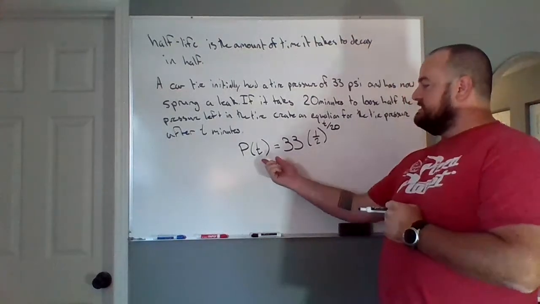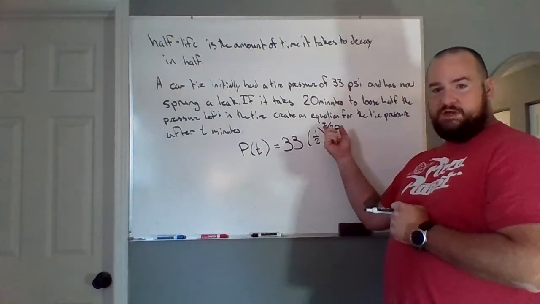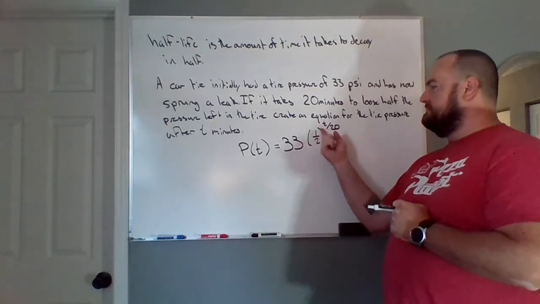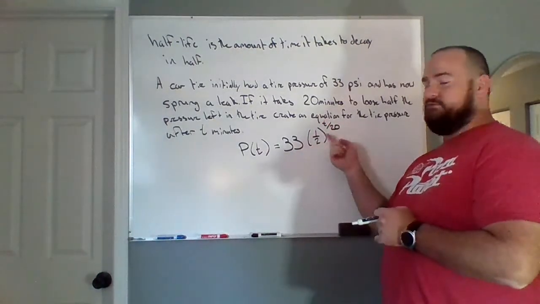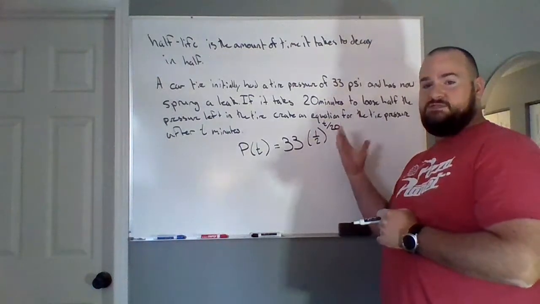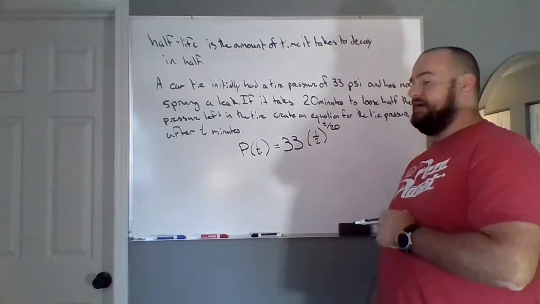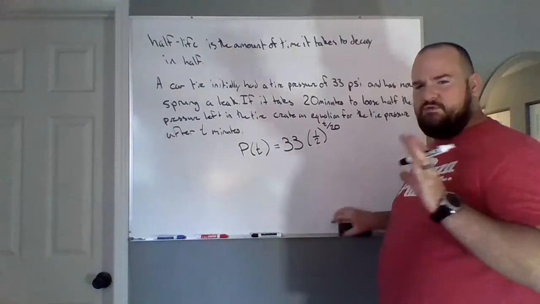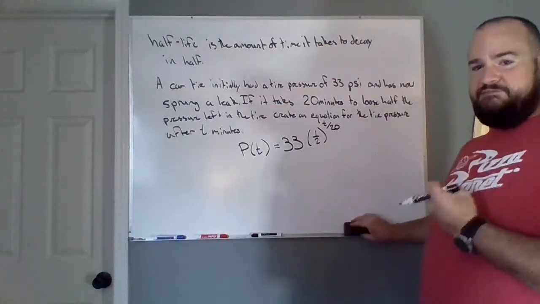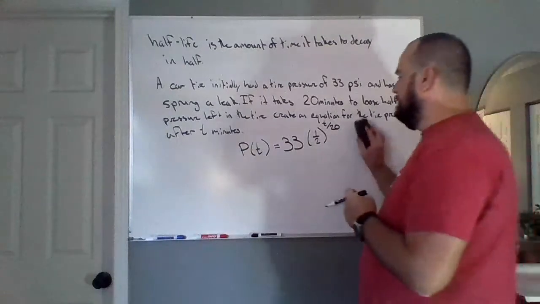So what this does is it makes it so that after 20 minutes, so when t is 20, 33 times 1 half to the 20 over 20. 20 over 20 is 1, 1 half to the 1 is 1 half, and we get 33 times a half. And so that's how we can create this equation. And so let's go through and give a nice general half-life formula. Okay?